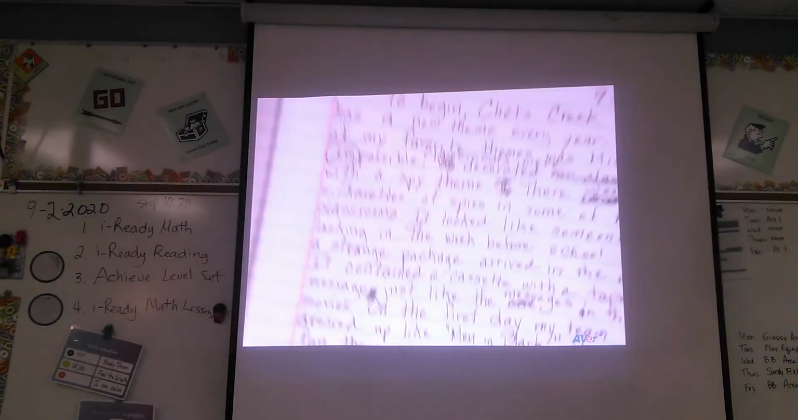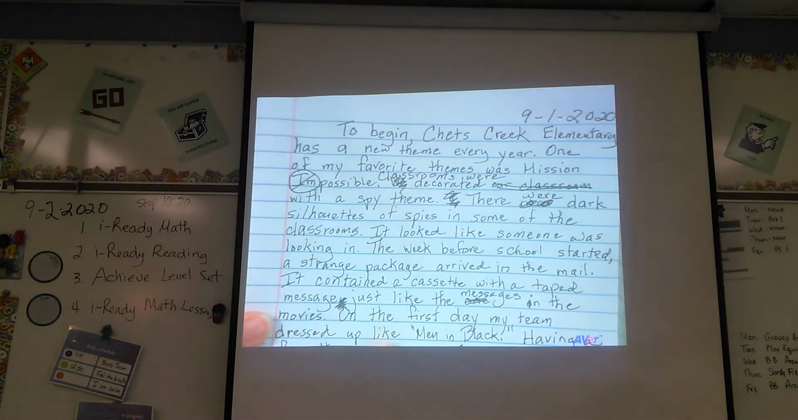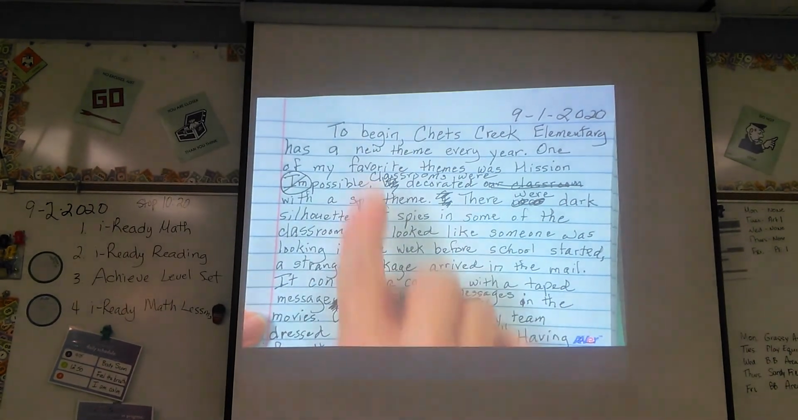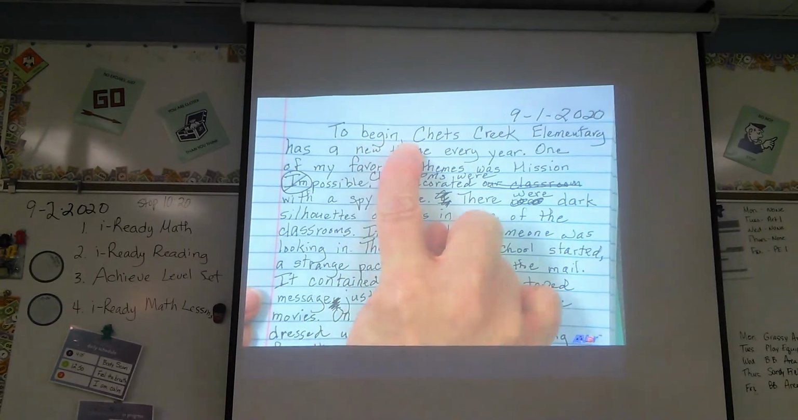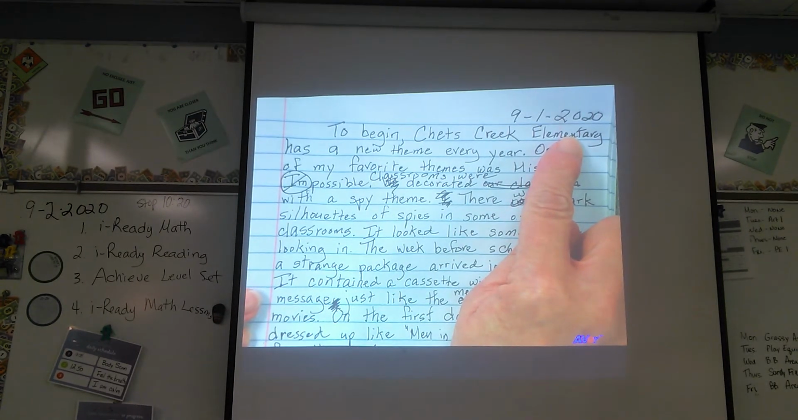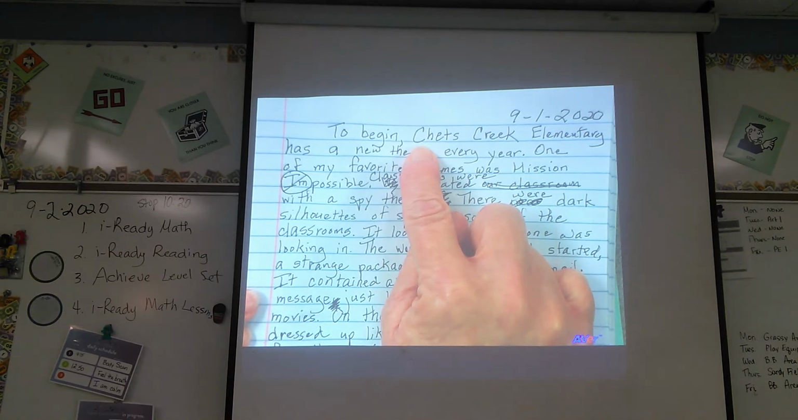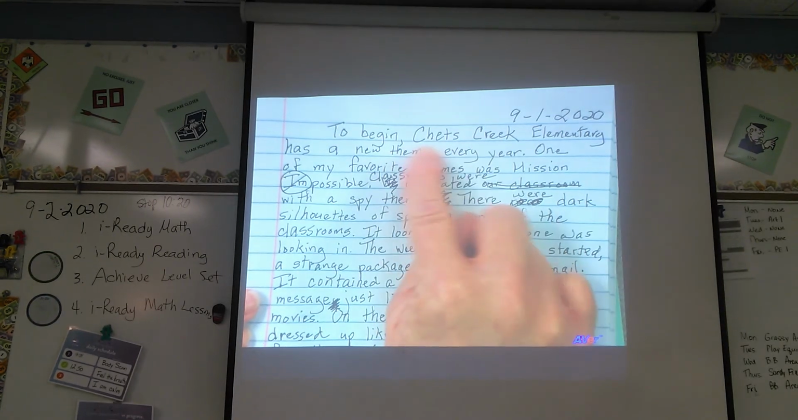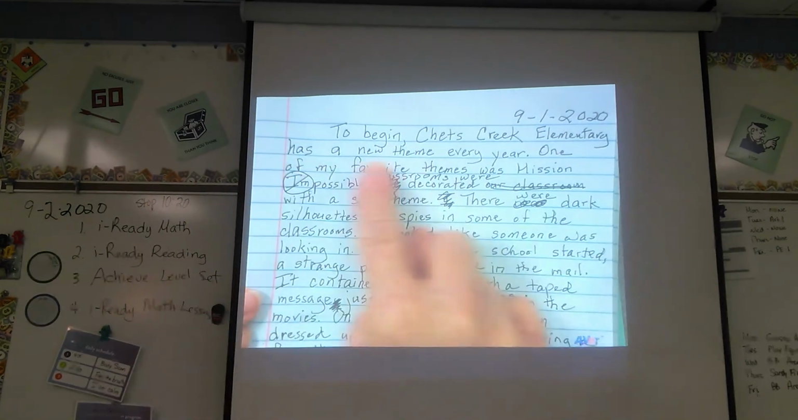This is my sloppy copy in my journal. And you'll notice in my first body paragraph, I write, "To begin, Chet's Creek Elementary is a proper noun." So I leave Chet's capitalized. But if this was not a proper noun, it would be lowercase because it's not the beginning of a sentence. So my main idea sentence: "To begin, Chet's Creek Elementary has a new theme every year."